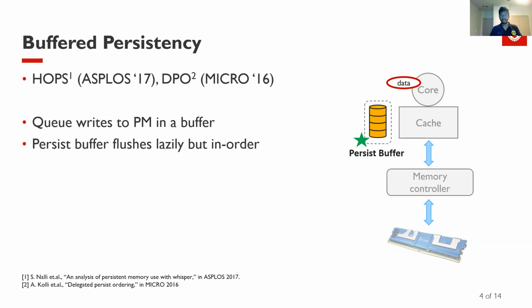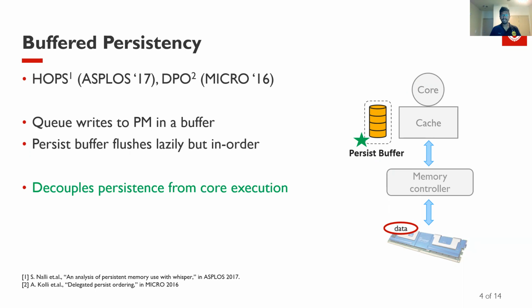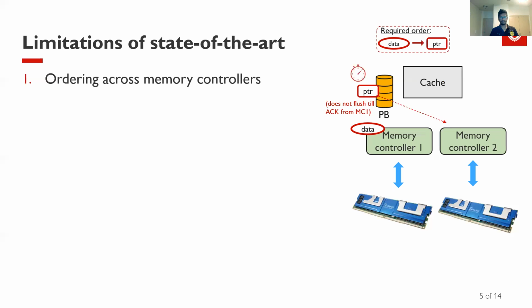In these designs, the hardware includes a circular buffer that queues writes to persistent memory. This buffer tracks the ordering dependencies between writes and flushes them lazily and in order. The main advantage is that persistence is now decoupled from the core execution, hence avoids any core stalls. We, however, identified a couple of drawbacks with these designs that don't allow them to scale.